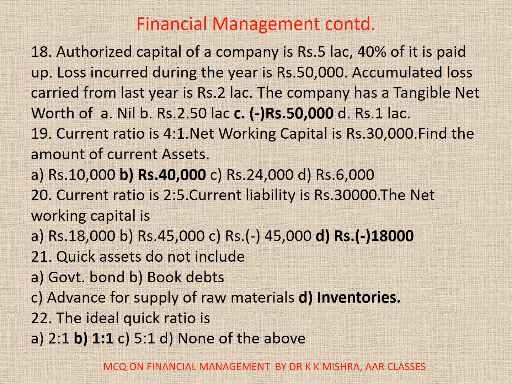19. Current ratio is 4:1. Net working capital is say 30,000. Find the amount of current assets. So if you calculate, here you will find it to be rupees 40,000.